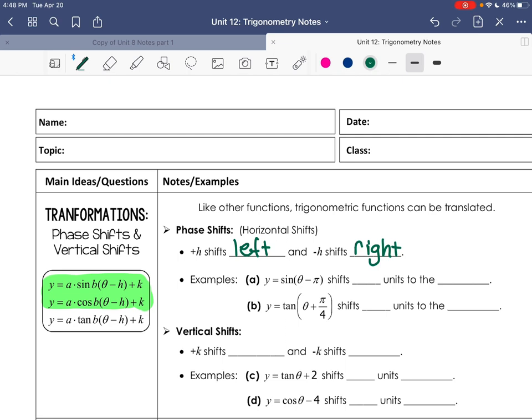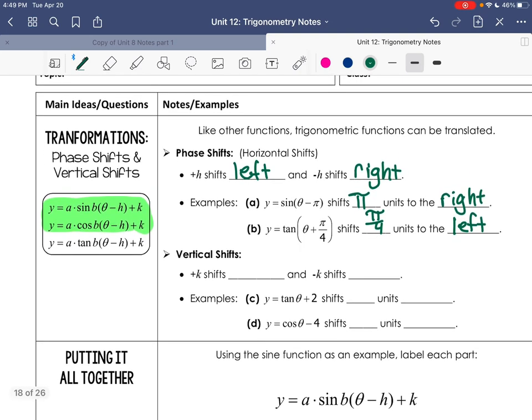So if you look at this first example, y equals sine theta minus pi, shifts the whole thing pi units to the right. And then we'll just use the tangent for this, but we're not going to actually graph the tangent. So if you had y equals tangent of theta plus pi over 4, then you're shifting pi over 4 units to the left.